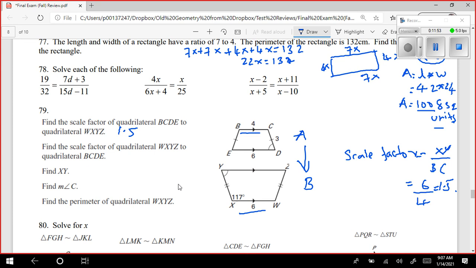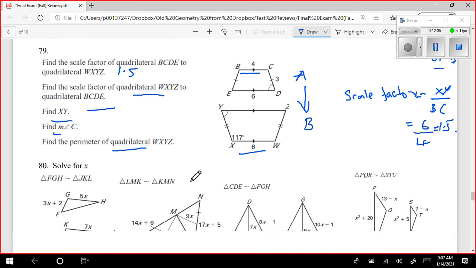Okay, the rest of the things I want you all to try. This is also the same way, simple, but it's in the reverse direction. Then once you have the scale factor, you should be able to find XY, because XY is similar to CD. You have the scale factor, so you should be able to find XY. And angle C they are asking. Angle C is going to be congruent to angle X, because the angles have to be congruent for them to be similar. Okay. And later on you can find the perimeter of the quadrilateral also. Okay, these I am leaving for you all to work.